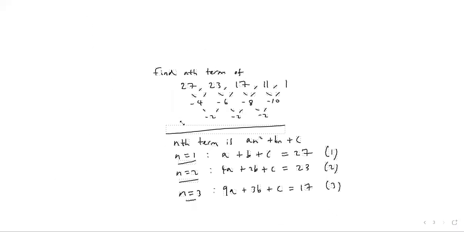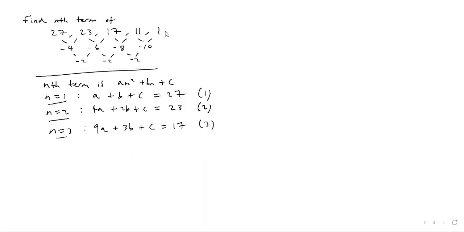Now let's look at the differences between equation 1 and equation 2. Actually, sorry, let me do equation 2 take away equation 1. If we do this, we get 4a take away a, which gives us 3a, and then 2b take away b, which just gives us b. c take away c is 0. And 23 take away 27 is -4. So this must be equal to -4. Okay, so we know that.